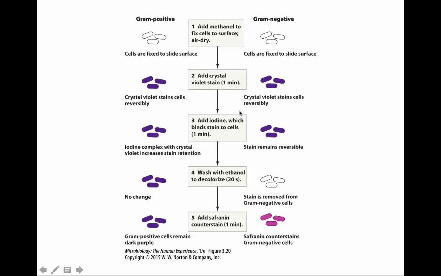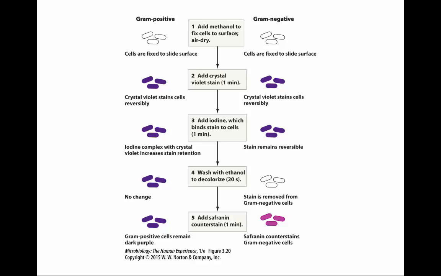And then the next step is adding that mordant. In the case of gram stain, it's iodine. So iodine makes a large complex with crystal violet that helps it stick into the gram-positive cells. This stain that happens in gram-negative cells, even with the mordant, it will be able to be removed.